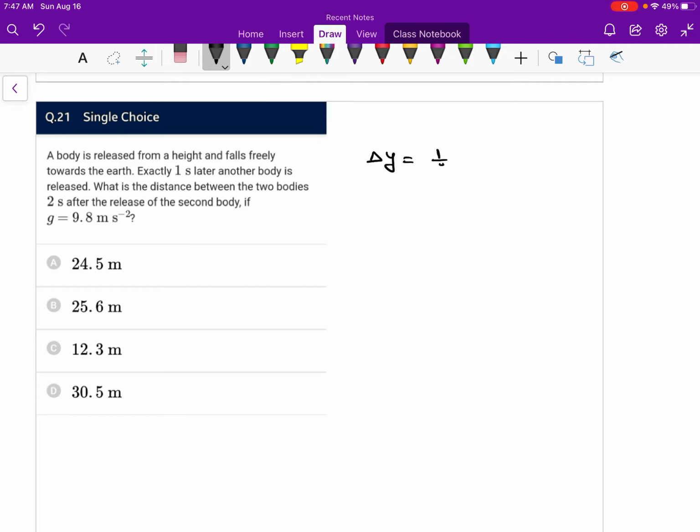So the gap between them is half g into 3 square minus 2 square, u is 0. So that is 9 minus 4, 5. 5 into g by 2, that is 25 meters. So 4.9 into 5 by 2, so that is 24.5 meters. So A is the correct option.